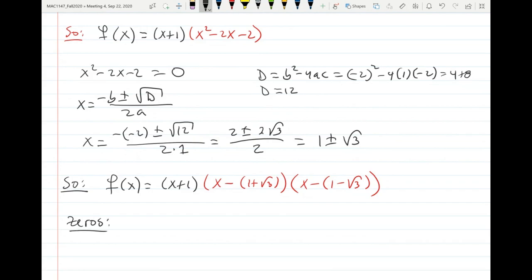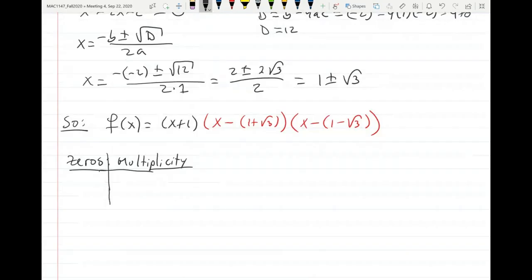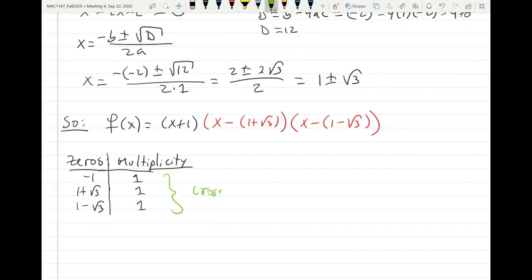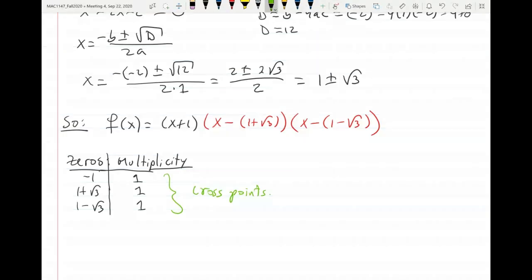So remember, we always want zeros with multiplicity. And then we see that we found 3 zeros, namely -1, 1 plus square root of 3, 1 minus square root of 3, and they all have multiplicity 1. So when it comes to graphing, they are all cross points. Okay? All right. Questions?